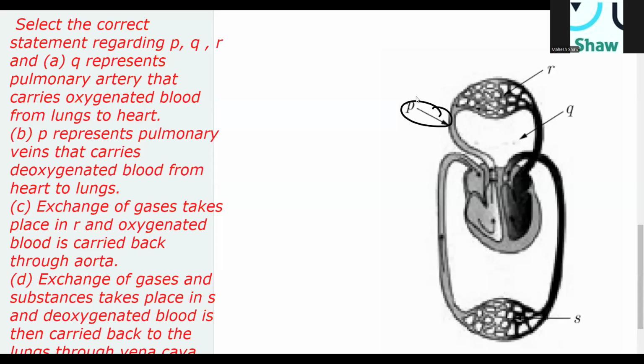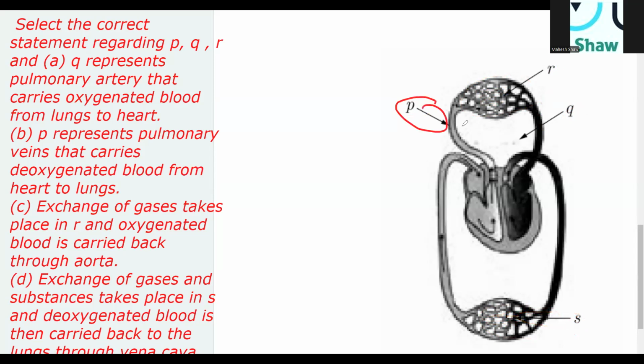In this question, we are given a schematic diagram of the circulation of blood in the human heart, and we have been labeled P, Q, R, and S. Now, from the textbook diagram, you must remember that this is the lung capillaries where the exchange of gases takes place. This is the body capillaries, again where the oxygenated blood is supplied.